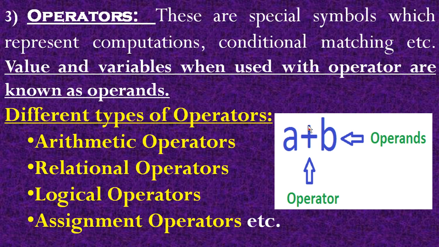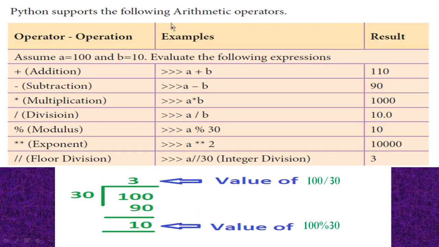What are the different types of operators? First one, arithmetic operator, relational operator, logical operator, assignment operator, conditional operator, and so on. First of all, we are going to study the arithmetic operators. What are the arithmetic operators in Python? Plus, for example, a plus b, 100 plus 10, 110. Minus, a minus b, that is 90.